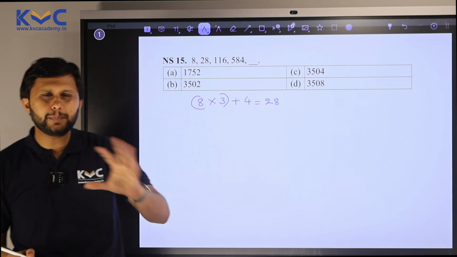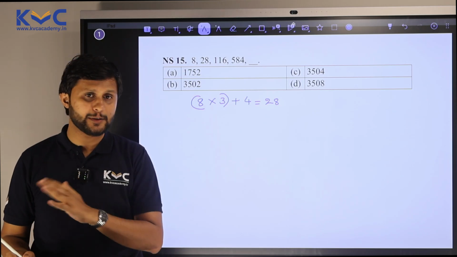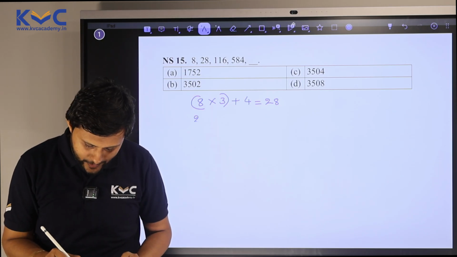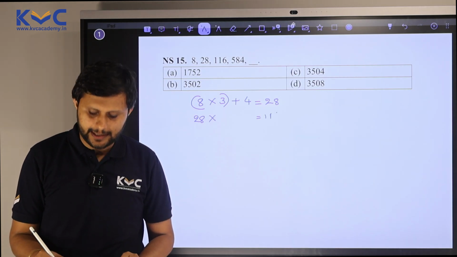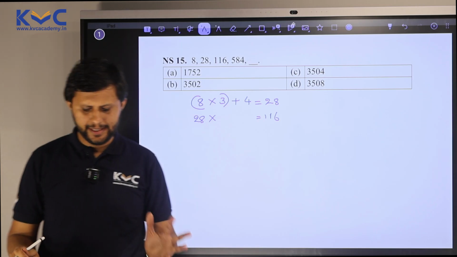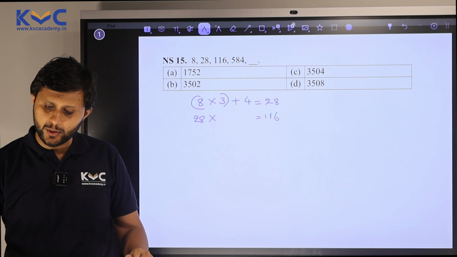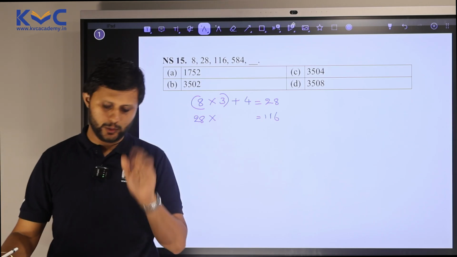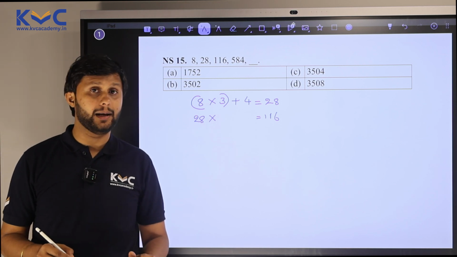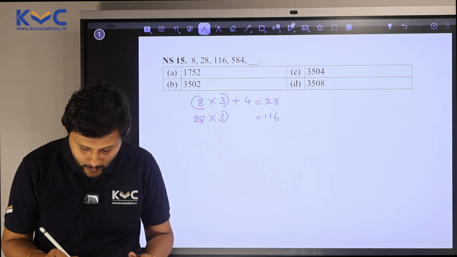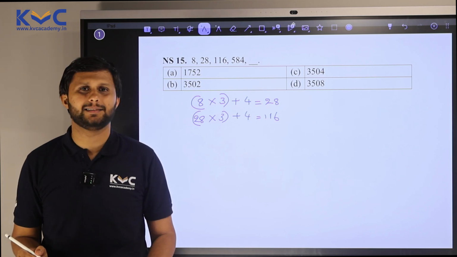This is just a random pattern that I'm trying to form, and we have to make sure it satisfies for all of them. So we have now 28. Let me try now. I should get 116. 28 into something, 116. If I do 28 into 3, 28 into 3 is 84. Nowhere close. Let me do 28 into 4. 28 into 4, 112. So it comes closer, right? 112. And then we have plus 4, which is equal to 116.